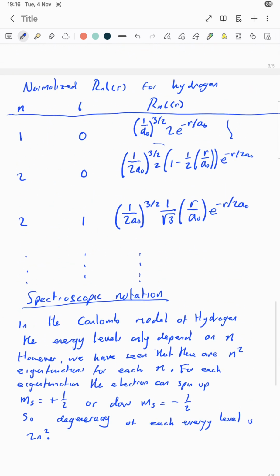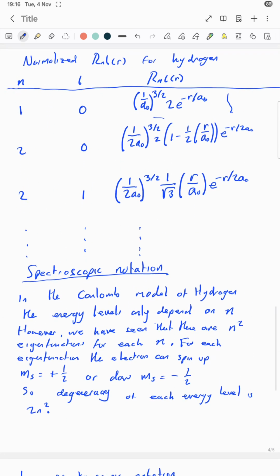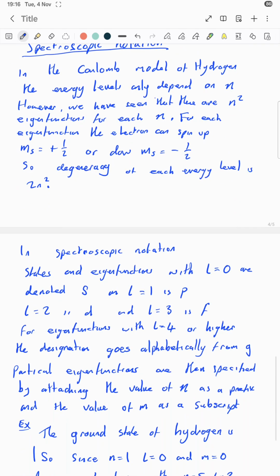Now we're going to spectroscopic notation. In the Coulomb model of hydrogen, the energy levels only depend on n. However, we have seen that there are n squared eigenfunctions for each n. For each eigenfunction, the electron can spin up, m_s equals plus 1/2, or down, equals minus 1/2. So the degeneracy of each level is 2n squared.